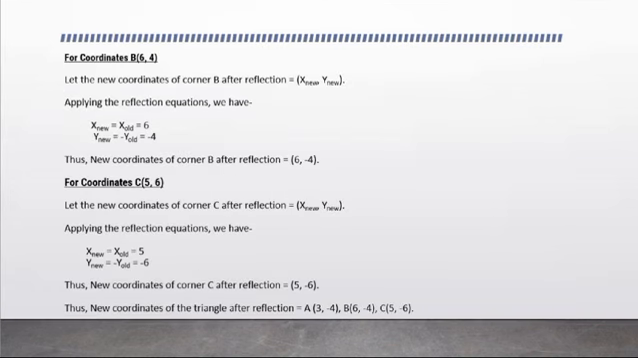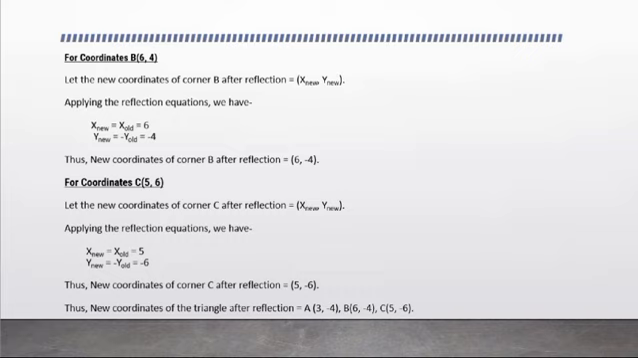For coordinates B of (6, 4), let the new coordinate of corner B after reflection equal to (x new, y new). Applying the reflection equation, we have x new equal to x old equal to 6, y new equal to minus y old equal to minus 4. Thus, new coordinates of the corner B after reflection equal to (6, -4).